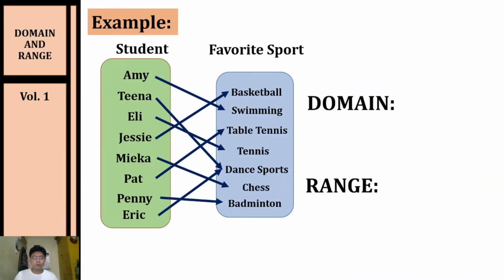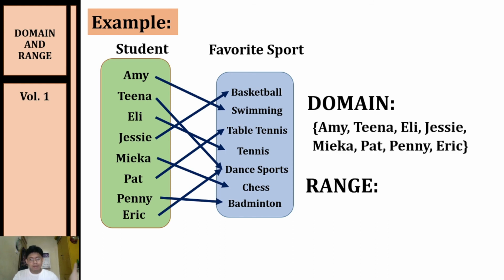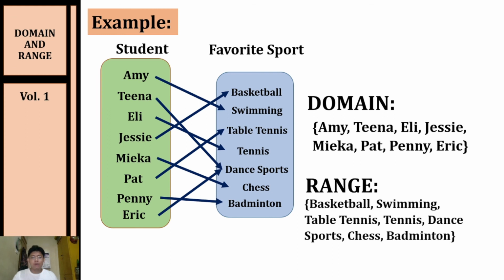So for example, we're going to get the domain and the range of this mapping. So for our domain, it will be the one on the left, the names of the students. And for the range, it is the one on the right, which is their favorite sports. So let's start first with listing our domain. So our domain will be Amy, Tina, Ellie, Jessie, Mika, Pat, Penny, and Eric. For our range, we will have the following: basketball, swimming, table tennis, tennis, dance sport, chess, and badminton.